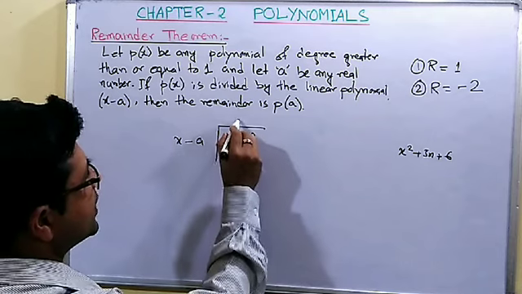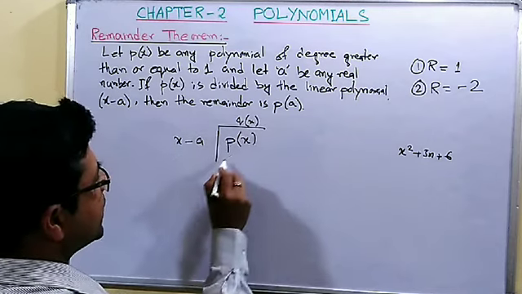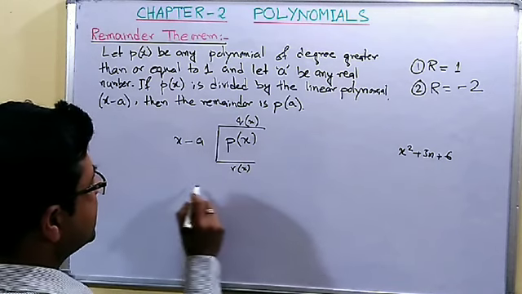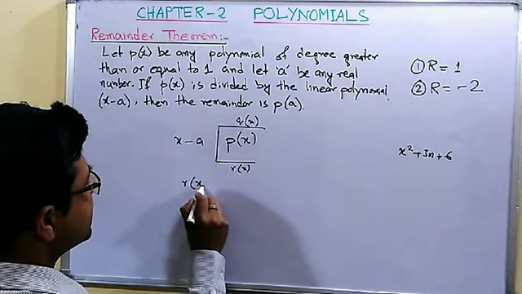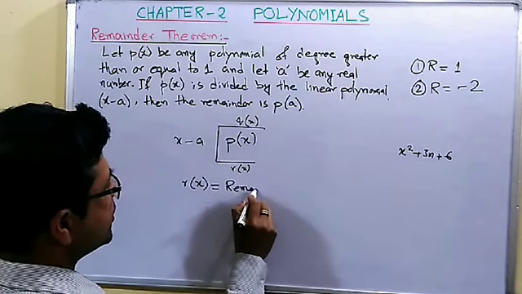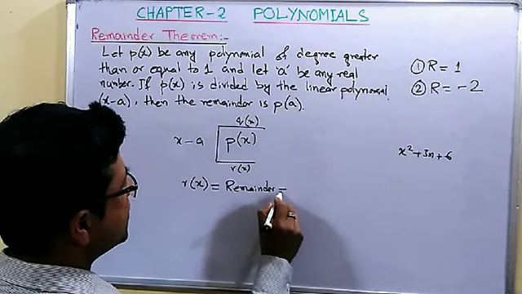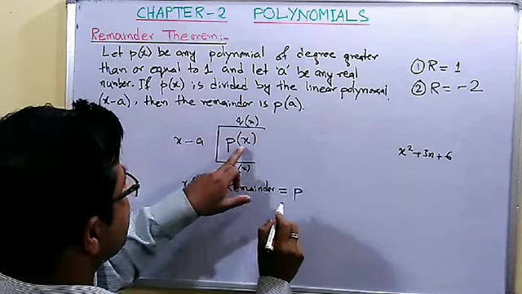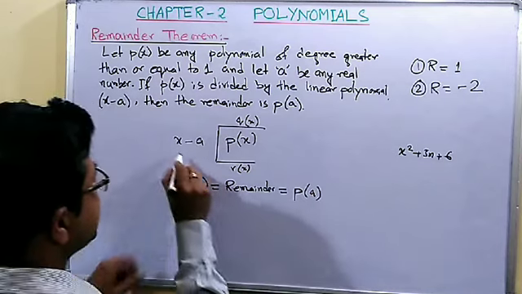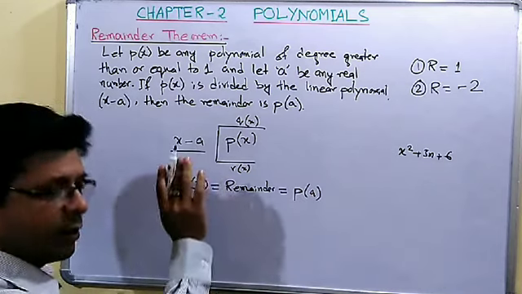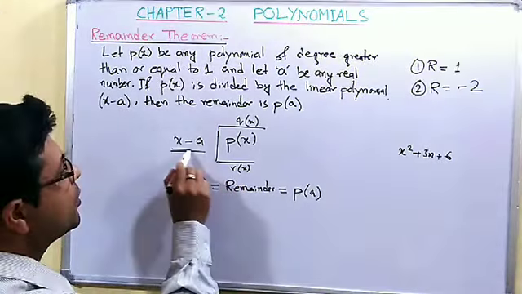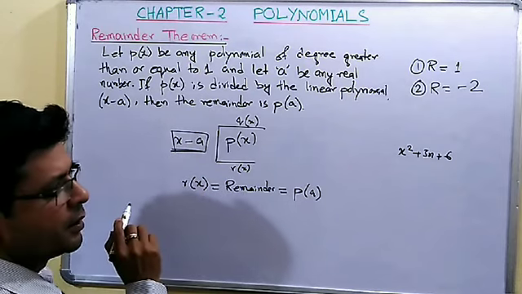Now here you will get some quotient and here you will get the remainder. What is the remainder here? Simply, I am writing this is the remainder. Some of you may not be able to understand the symbol. Remainder will be P of a. In place of x, you will put a. What is this a here? Obviously it is a real number, but a is the 0 of this divisor.